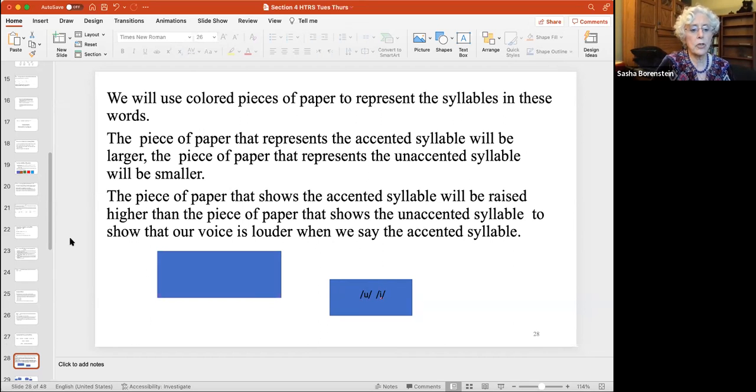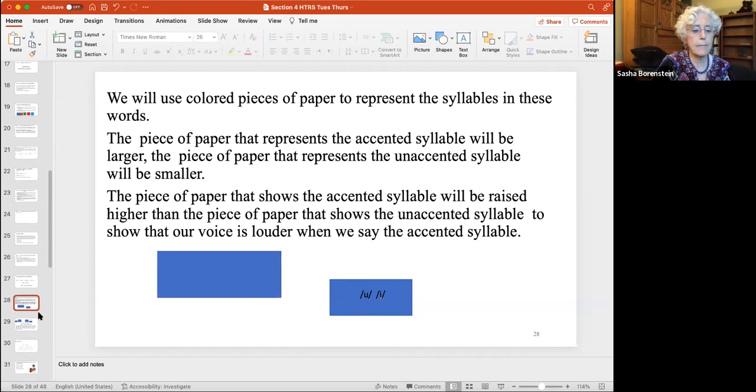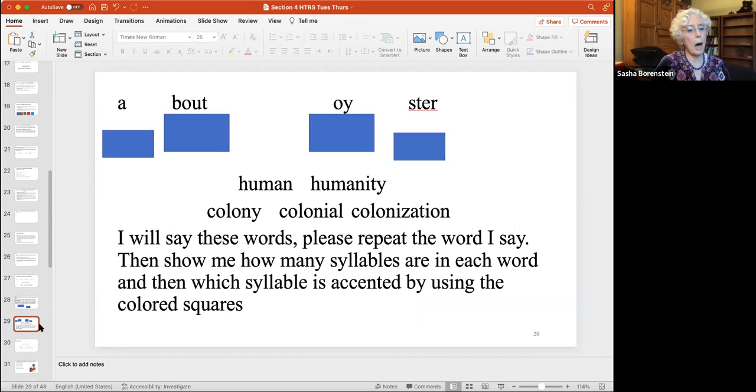Okay, so here's an example of that. For the word "about," and "oyster." I would say to my students, I'm going to say these words, please repeat these words, then show me how many syllables are in each word and which syllable is accented by using your colored squares. And in that way, I can do this with a whole class or a small group or individually.